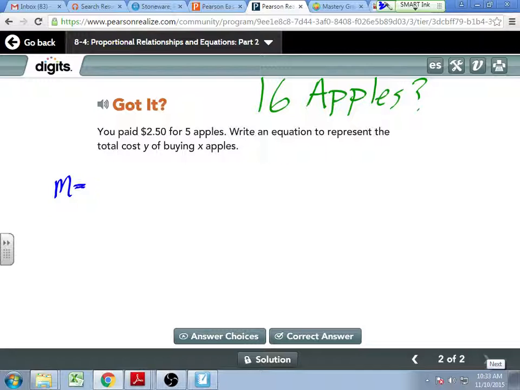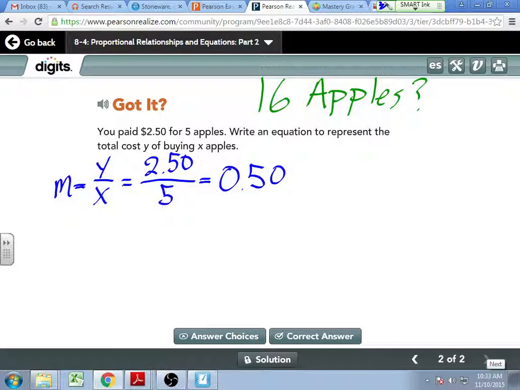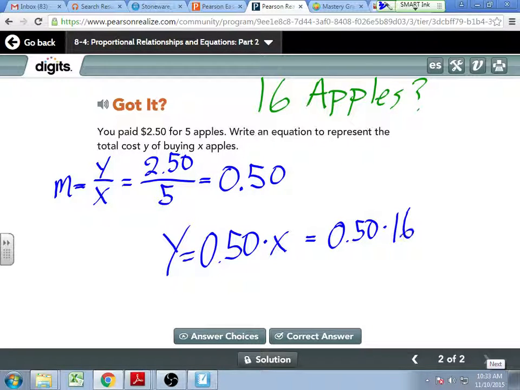Okay, so you have to do 2.50 divided by 5. Make your constant of proportionality 0.50, because it's money, we want to use 2 decimal places. And then you do y equals 0.50x, which then you multiply 50 cents times 16. And without a calculator, you should be able to figure out half of 16. So if you wanted to bring in apples for everyone, it'd probably cost $8.